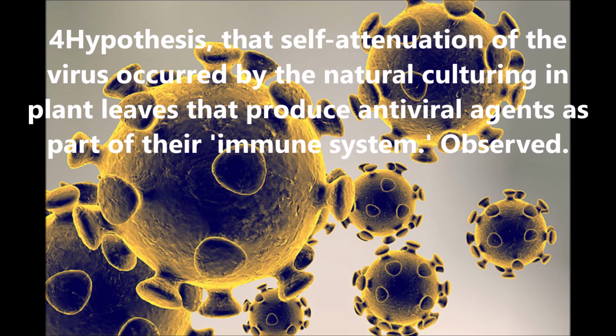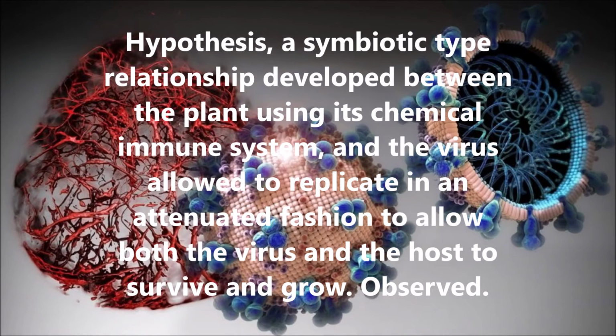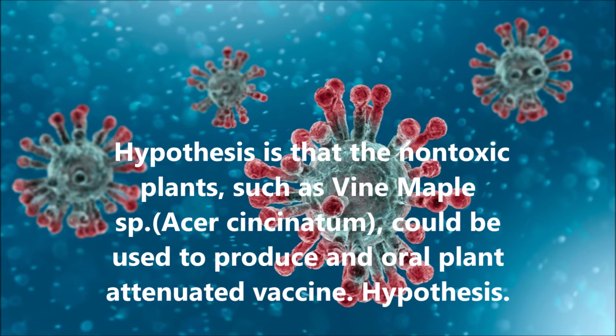Next hypothesis, that the self-attenuation of the virus occurred by the natural culturing of plant leaves that produce antiviral agents as part of their, quote, immune system, unquote. And this also was observed, and as previously documented in previous published articles. The next hypothesis was a symbiotic relationship developed between the plant using its chemical immune system and the virus, which allowed it to replicate in an attenuated fashion to allow both the virus and the host to survive and grow.